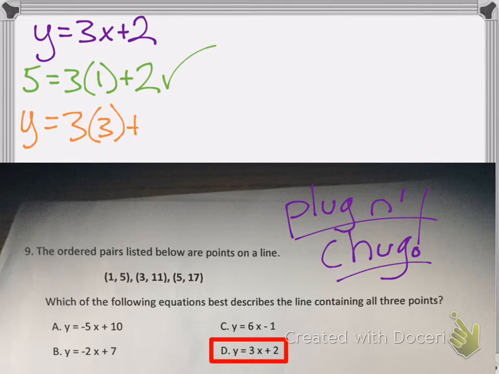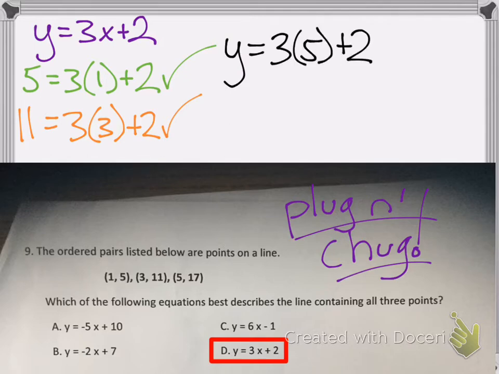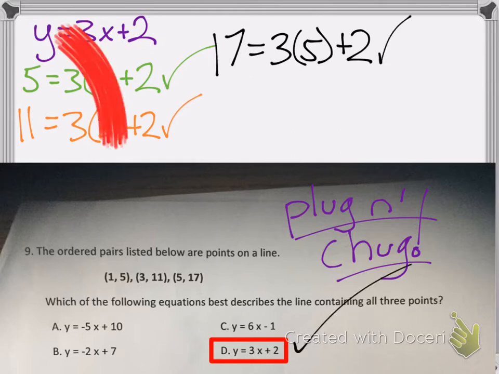The second pair of points, 3, 11, when you plug in 3, you would get 3 times 3, which is 9, plus 2 is 11, so that checks out. And then lastly, 5, 17, when you plug in 5, 3 times 5 is 15, plus 2 is 17. So it checks out, it is choice D.